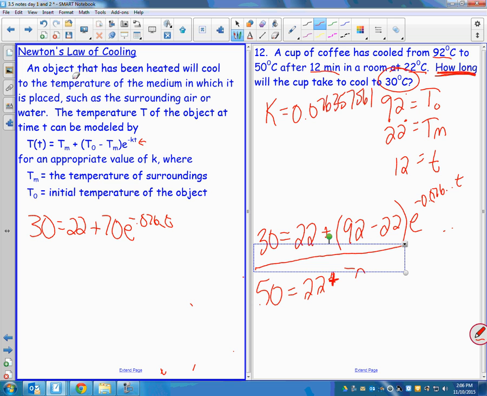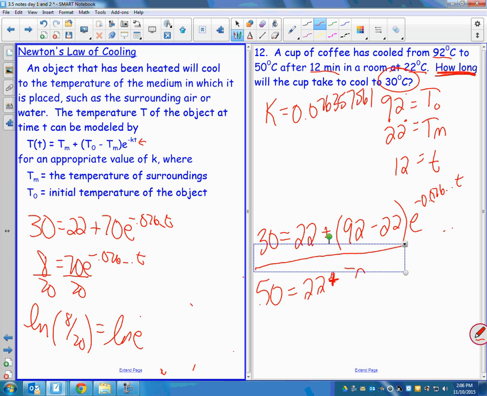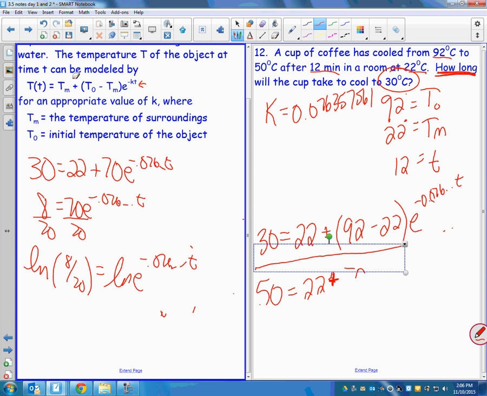So subtract 22. That gives me 8. Divide by 70. I'm going to get ln of 8 over 70 equals ln of e to the negative 0.076 dot, dot, dot t. That's a negative point. Yeah, because it's e to the negative k, right? k was positive, but the formula has a negative in front of it, right?